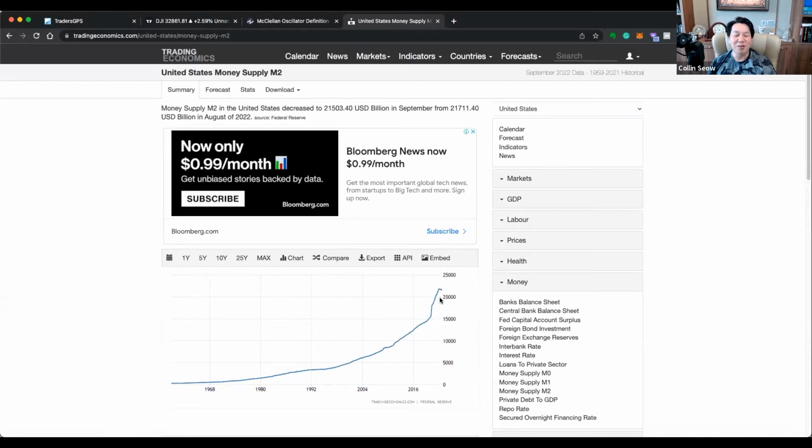Do you think money supply will go down? No, it's like a drug. Once they are in debt already, they will just get more debt. Yes or no? Unless one day what happened? This is extreme. Please don't use this to trade, right? Extreme, what happened? If they keep printing, one day what happened?